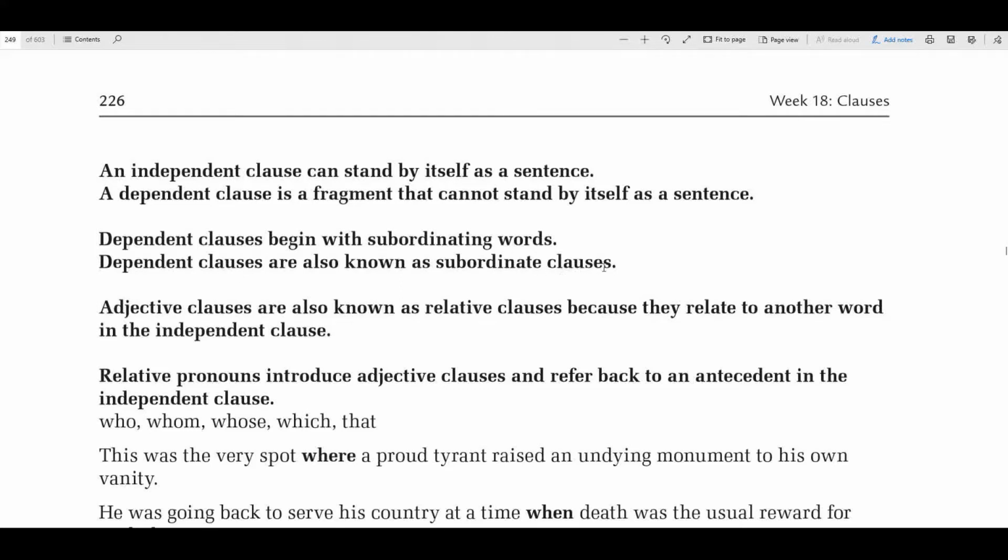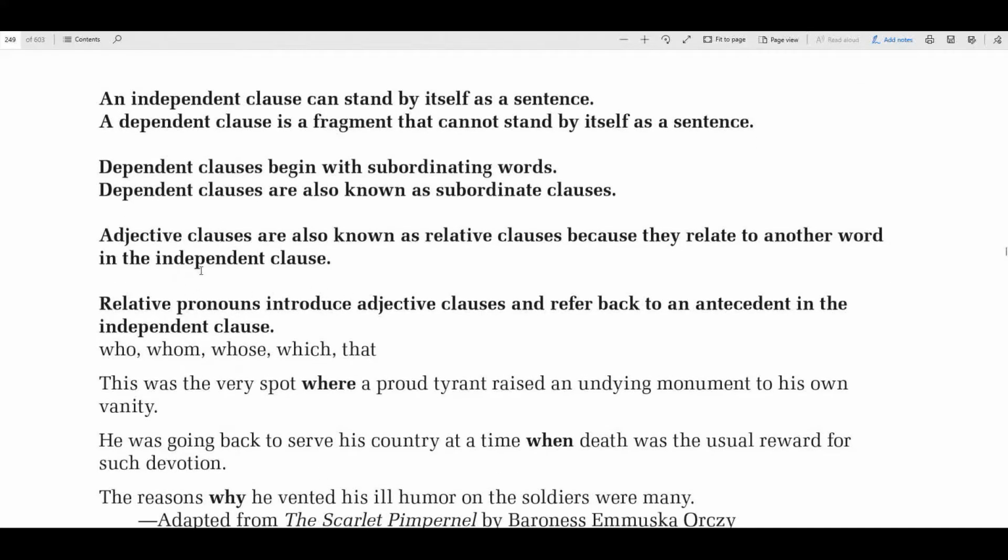I will never refer to them as that. I will always call them dependent clauses with a subordinating conjunction. It's the same thing. Adjective clauses are also known as relative clauses because they relate to another word in the independent clause. Remember, it's an independent clause with a dependent clause. And these adjective clauses are dependent clauses because they start with the words who, whom, whose, which, and that.